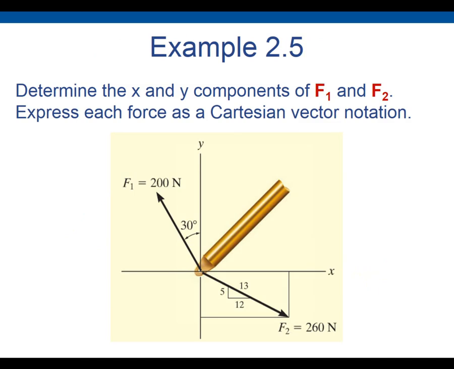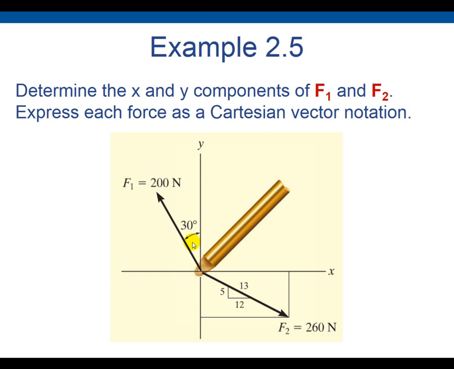Let's solve a problem together. Determine the x and y component of F1 and F2. Express each force as a Cartesian vector notation. As a Cartesian vector notation, F1 can be expressed as F1x i plus F1y j. So in this case, i is the direction of the x-axis and j is the direction of the y-axis.